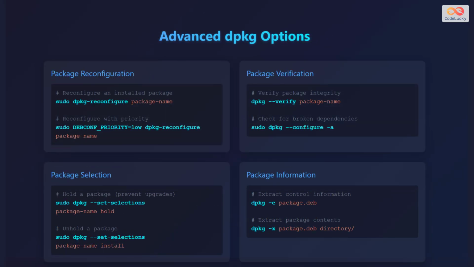Now let's explore some advanced dpkg options. To reconfigure an installed package, use the command sudo dpkg-reconfigure followed by the package name. If you want to reconfigure with a specific priority, you can use the command sudo DEBCONF_PRIORITY=low dpkg-reconfigure followed by the package name. When it comes to package verification, to verify the integrity of a package, use the command dpkg --verify followed by the package name. To check for broken dependencies, use the command sudo dpkg --configure.